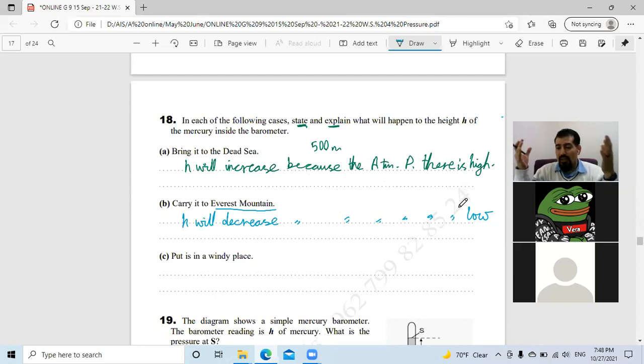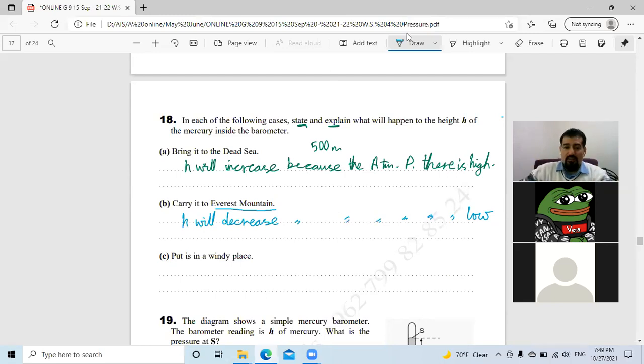So whenever we change position, our eardrum will change. We feel more pressure or less pressure on our eardrum. That's why we need to eat, drink water, or chew gum, to keep the pressure inside the eardrum from our mouth and outside the eardrum the same, so we will not feel pain.